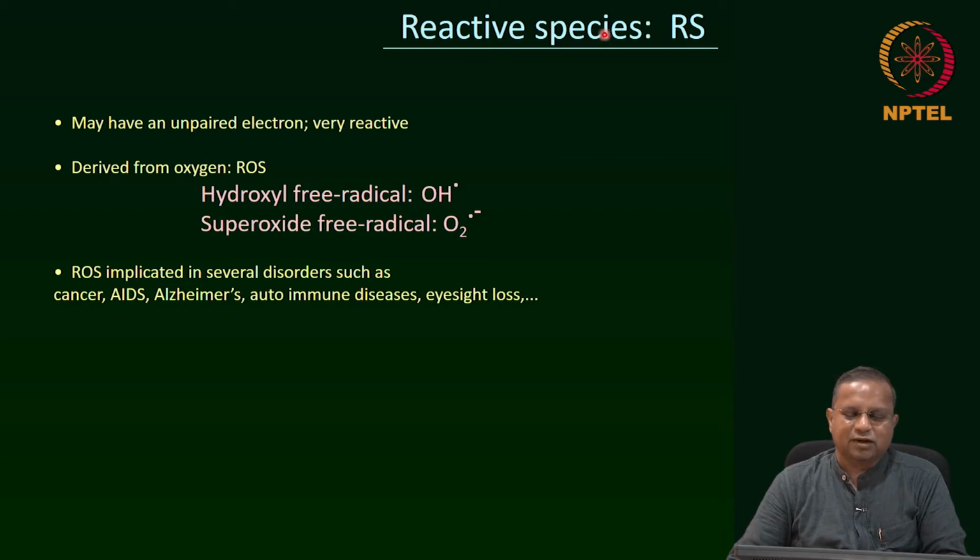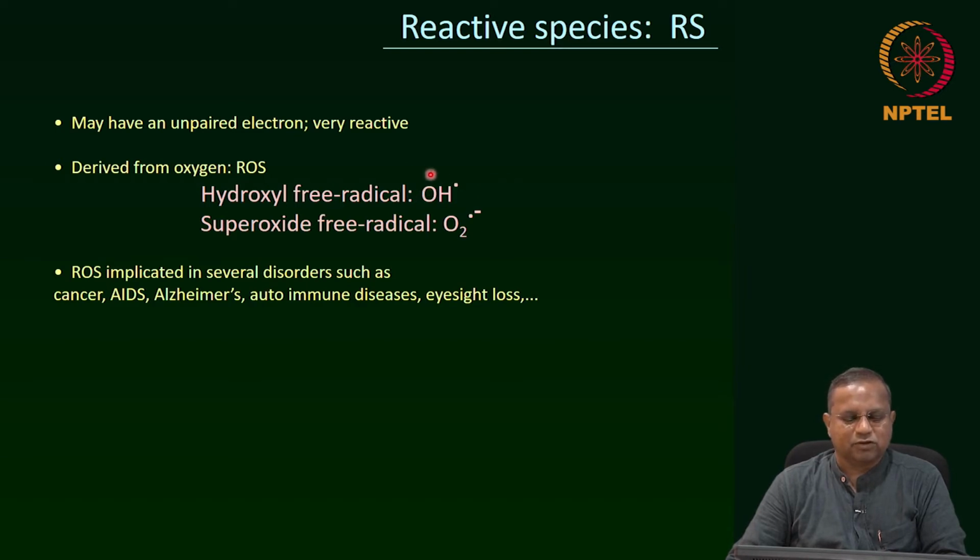So, the reactive species are general, whichever may have an unpaired electron and are reactive. The ones that are derived from oxygen are called reactive oxygen species. You could derive them from nitrogen, you could derive them from halogen, and so on and so forth. The ones that we focused on, which are most important in fact because of their reactivities: hydroxyl free radical. This is a highly reactive one. Okay, this is the most reactive one in fact.